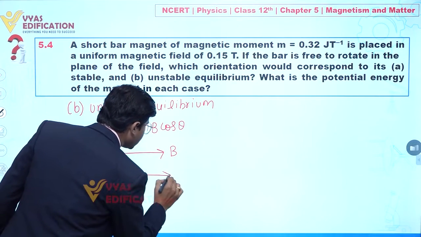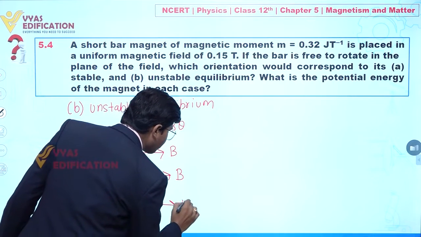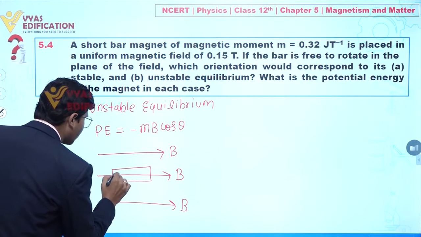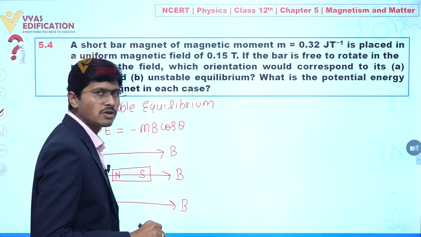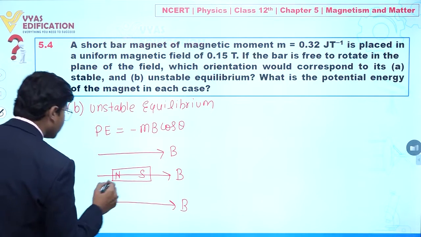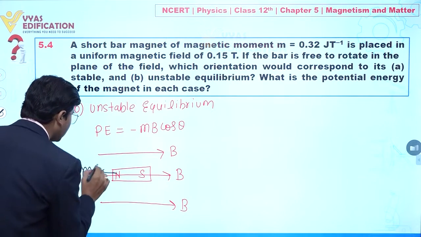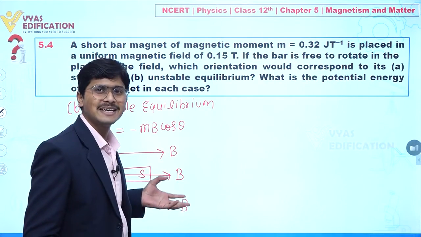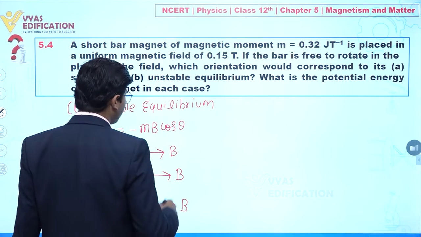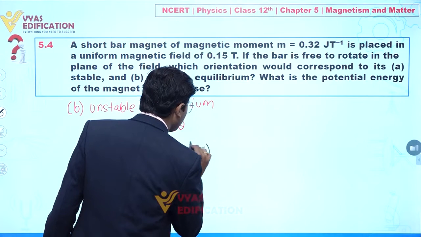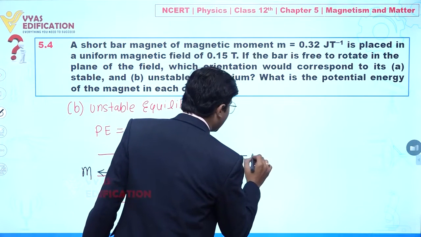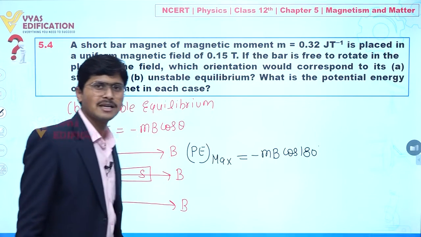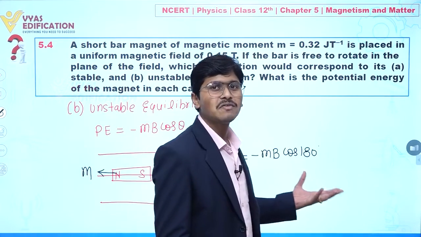I am saying this is a uniform magnetic field in this direction, clear, and let's suppose this is a bar magnet, this is north and this one is south, and this is the value of m, and this is the direction of the magnetic field. So what is the angle between m and B here? That is 180 degrees, yes or no? So from here we can write the potential energy, here you will find maximum potential energy, equal to minus mB cos 180 degrees, clear. And you can also say this is the condition of unstable equilibrium.